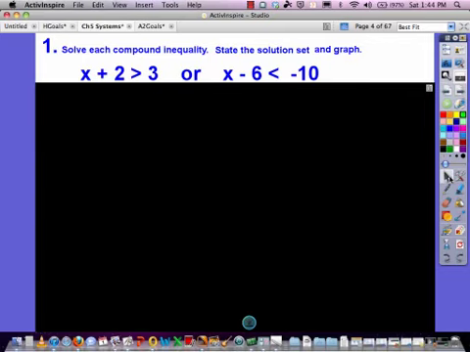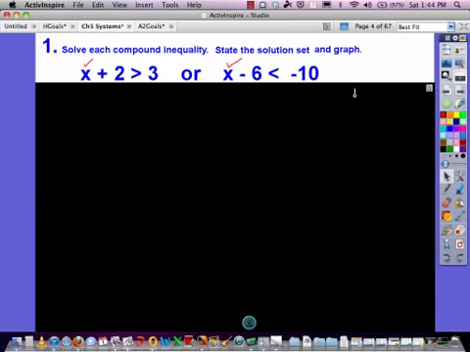If we were doing the "or" one first, they both look like simple one-variable inequalities, so we want to get the x by itself. Keep in mind our goal is the x. There's the x on the right-hand side, there's the x on the left-hand side, and your brain is saying, what do I have to do to get that by itself? I'm going to solve both of them at once. You can do them one at a time.